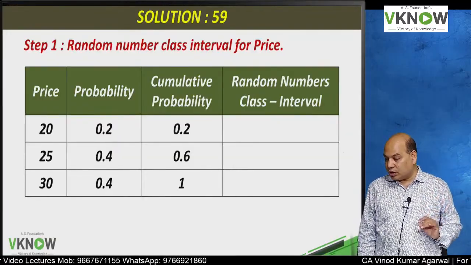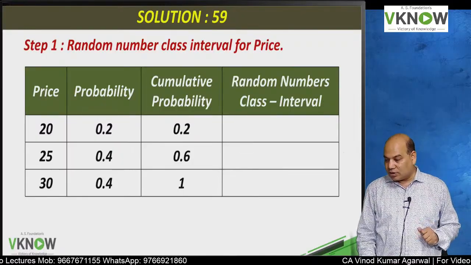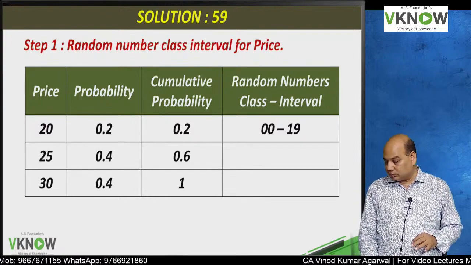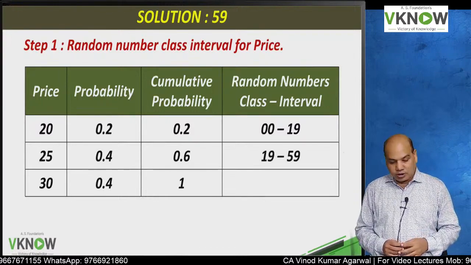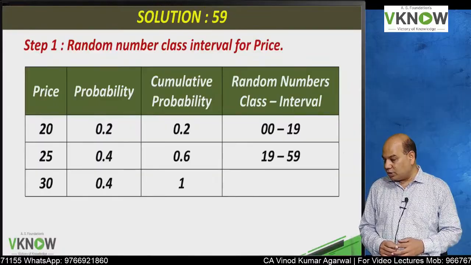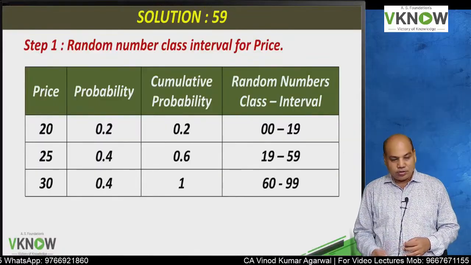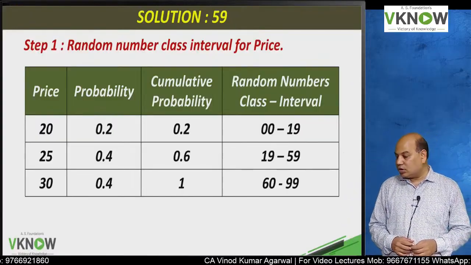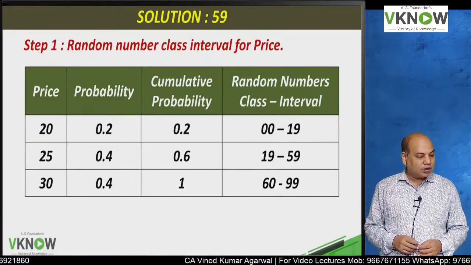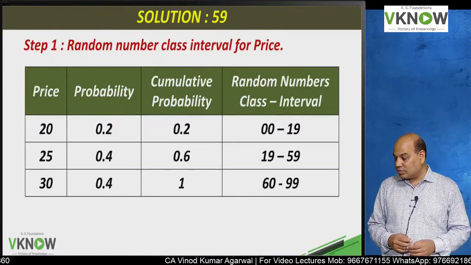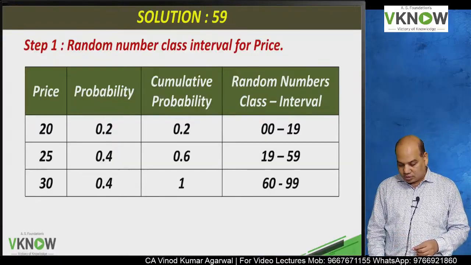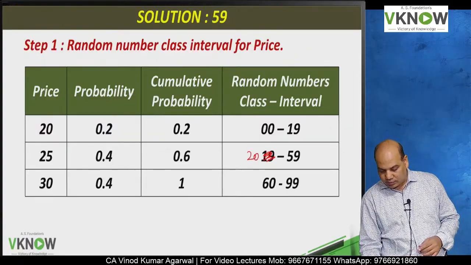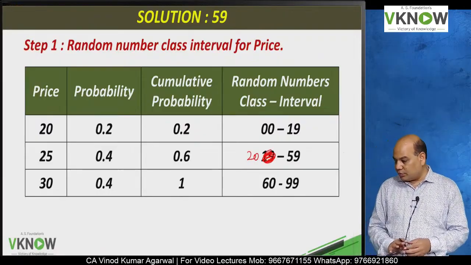Anybody for the first one? Class interval 00 to 19. Very good. Next. 19 to 59. Check. And the last one, 60 to 99. Is it right? Then we'll go to the next. The second one is wrong. You are right, this should be 20 to 59. Very good.